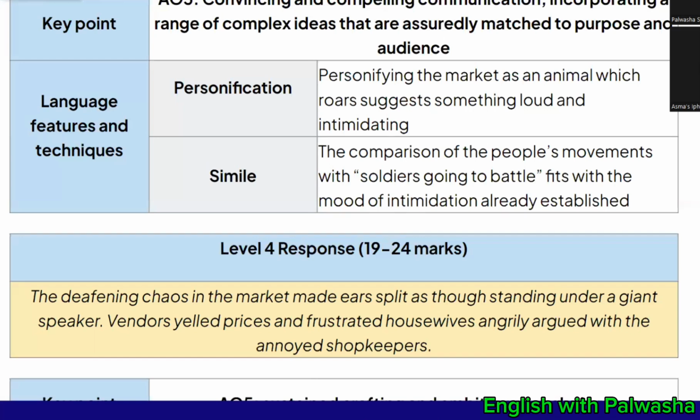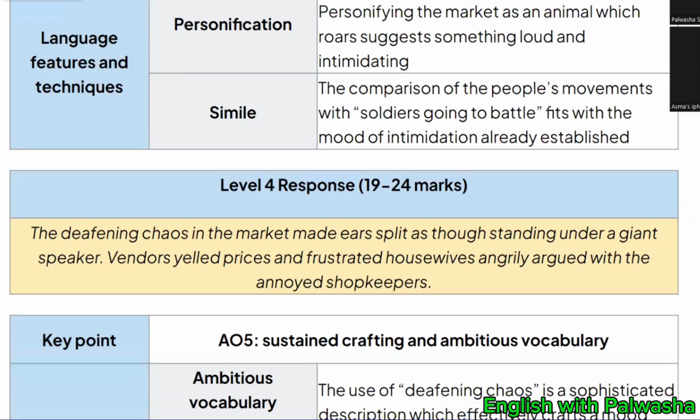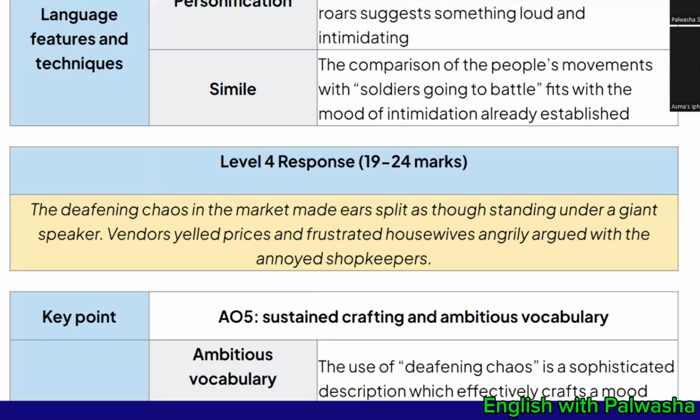It means that you're personifying things. So the market is something which you are saying is an animal which roars. So it means that you're personifying. And similarly, the comparison of the people's movements with soldiers going to battle. It seems like soldiers going to battle every time there are different customers and people are dealing with, so you can explain the whole day by using these similes. Okay, this was all about it.